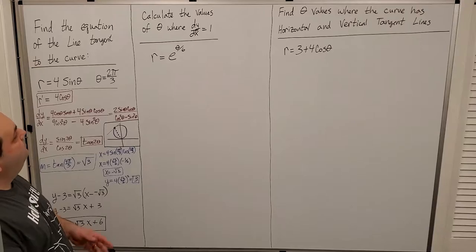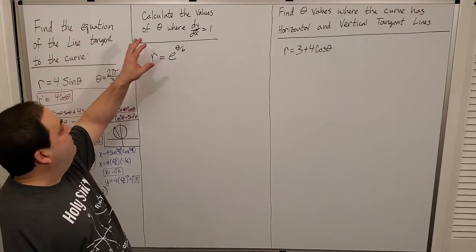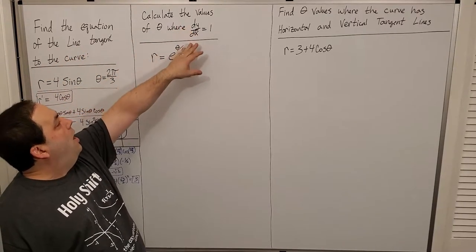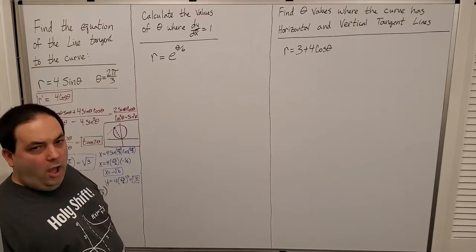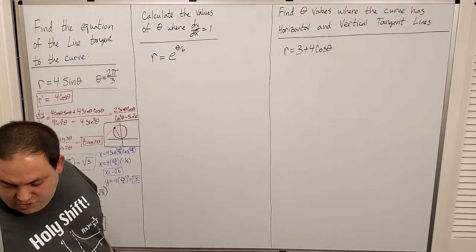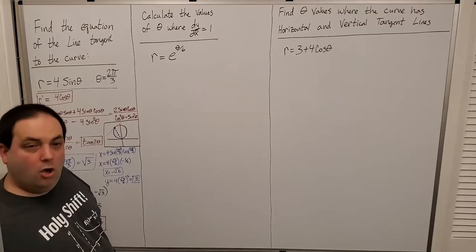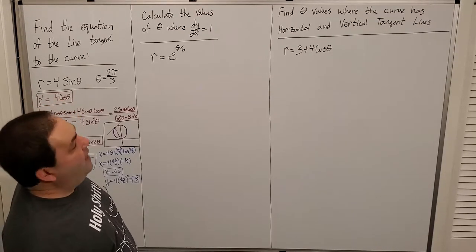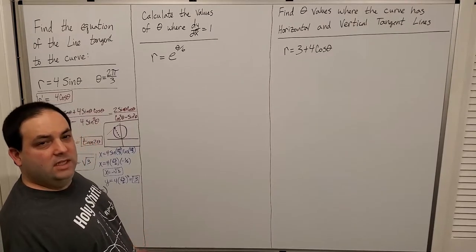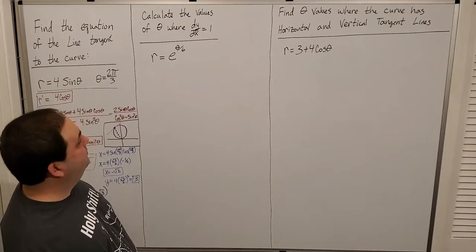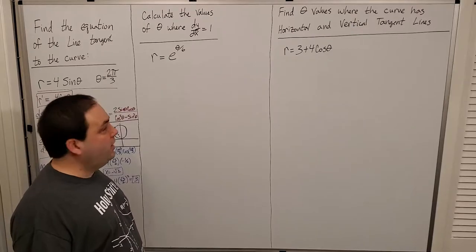Okay, next. Calculate the values of theta where dy over dx is equal to 1. So I want to know certain values, or locations on the curve, where I know that the slope of my tangent line is a slope of 1. Okay, and of course there's going to be multiple locations.